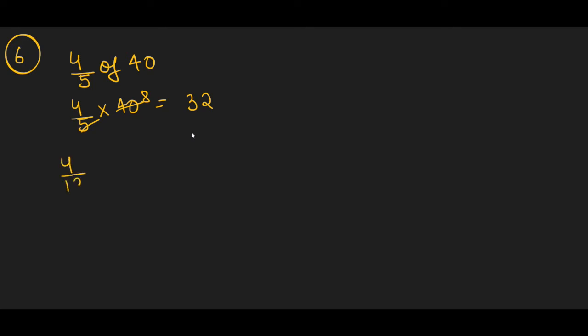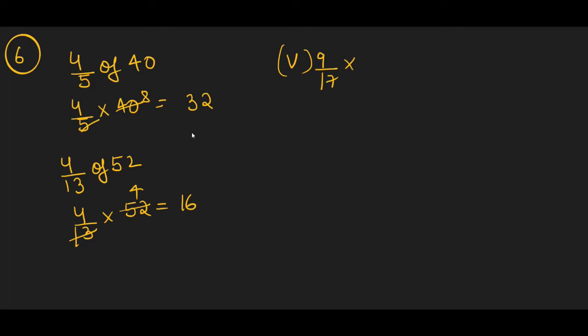The next one that you have is 4 upon 13 of 52. So simply just 4 upon 13 into 52. 13 4s are 52, and this will be equal to 16. The fifth one that you have is 9 by 17 of 153. So children, 17 9s are 153. So this will be 9 9s are 81. Simply just whatever you are given, just multiply and you will get the answer.